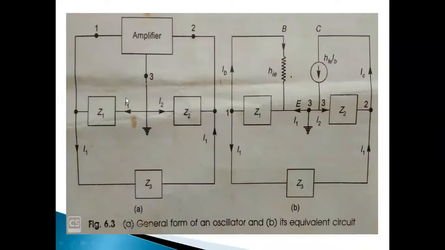Okay. So here this is the feedback network and this is the basic amplifier. The amplifier output is given as input to the feedback network, and the feedback network output is given as input to the amplifier. Okay, we know the conditions as well. So this is the equivalent circuit of this circuit. In place of amplifier, let us consider we can have some transistor. So this is the equivalent circuit of a transistor.